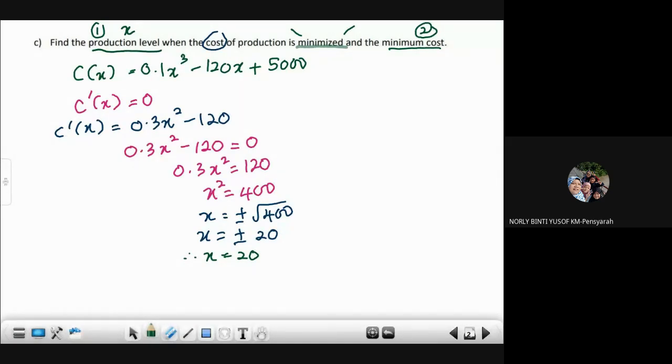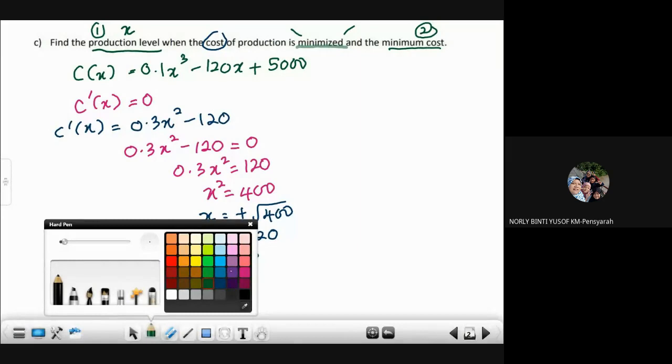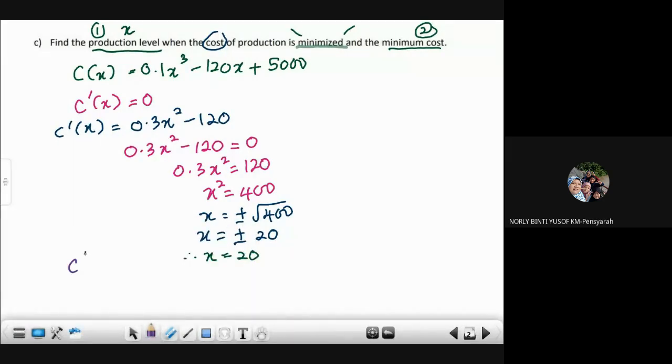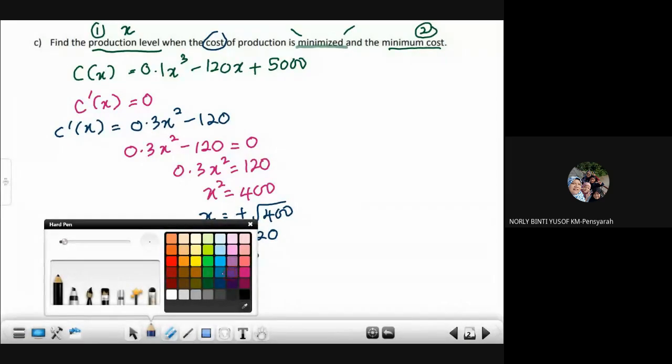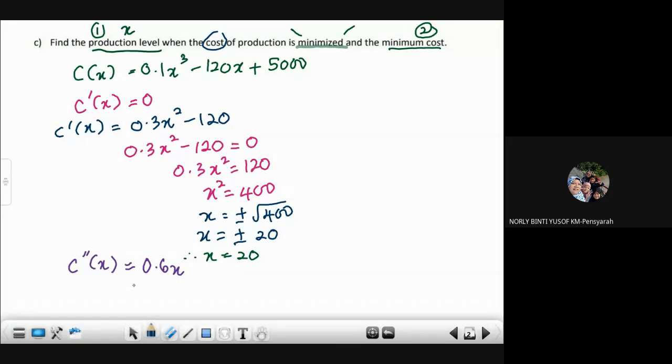So since that you nak cari minimum cost, and then minimize kan kena tahu second differentiation tu nature dia minimize tak? So kena tunjuk lah. So you have to do the second derivative test. So second derivative test, sekali lagi, maknanya C prime dua kali. 0.3 times 2, you got 0.6x. Negative 120, 0 lah kan, you differentiate. Then you put the critical point that is in this question is production level, maksudnya adalah quantity you 20. So you masuk 0.6, 20.